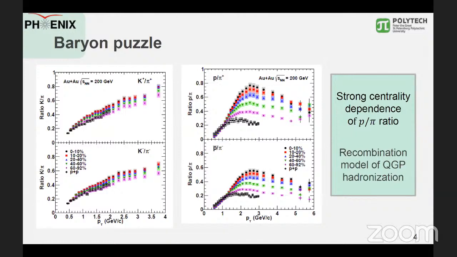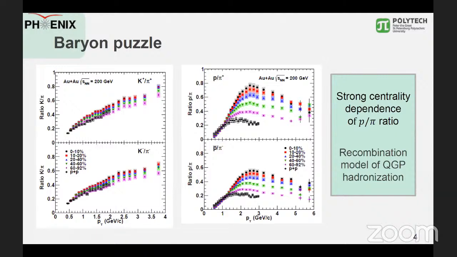At the same time, the K to pi ratio doesn't show any dependence on centrality and N part, as shown in the figure on the left side of the slide. And one of the ways to describe such behavior is to use recombination models of QGP hadronization.